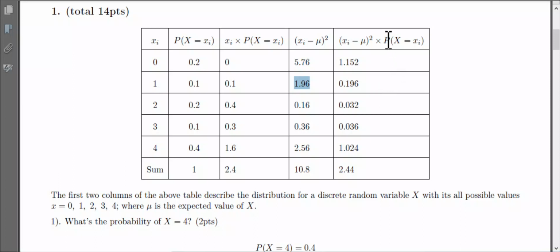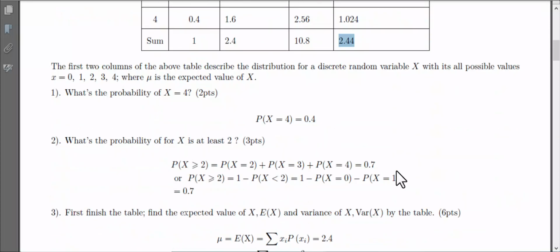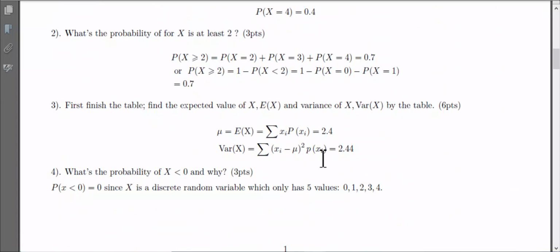And then weighted by the probability, basically times the probability. So we use this number times the probability. Yes, this should be 11.52. Okay, this is a typo. And then 1.96 times 0.1, that's how we get this number. And 0.2 times 0.16. And then we add them together, ends up with 2.44. That's the variance.